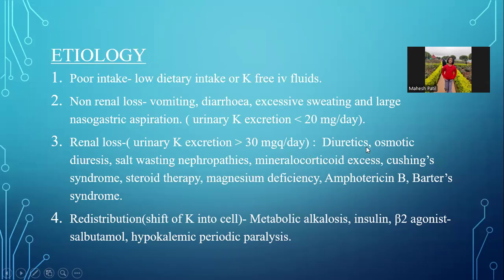And causes might be diuretics, osmotic diuresis, salt wasting nephropathies, or mineralocorticoid excess, Cushing's syndrome, steroid therapy, magnesium deficiency, amphotericin B, Bartter syndrome. Fourth, redistribution or shift of potassium into cell, seen in metabolic alkalosis, insulin use, beta-2 agonists like salbutamol, and hypokalemic periodic paralysis.